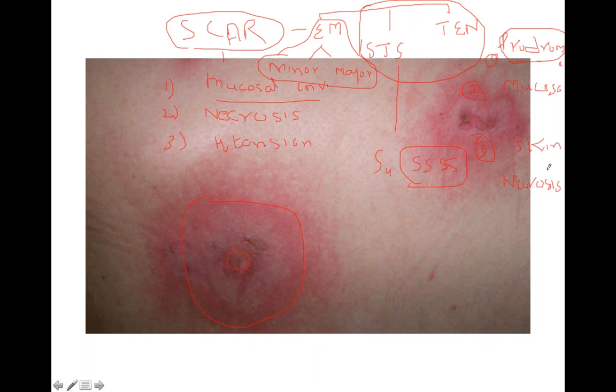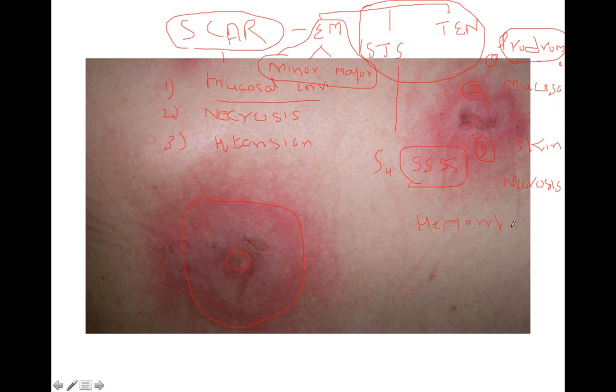So there will be blisters in the mouth because there is involvement of the mucosa. So blisters in the mouth, in the genital mucosa. The patient will say, I am unable to drink and eat because I have so many ulcers in the mouth. Also, hemorrhagic crusting. Another feature of Steven Johnson syndrome is hemorrhagic crusting.